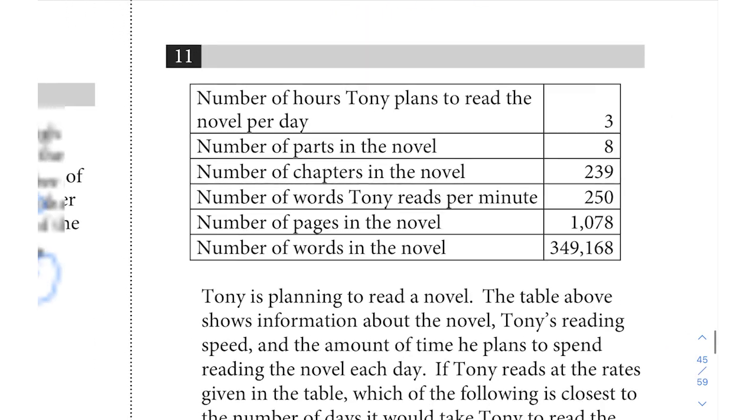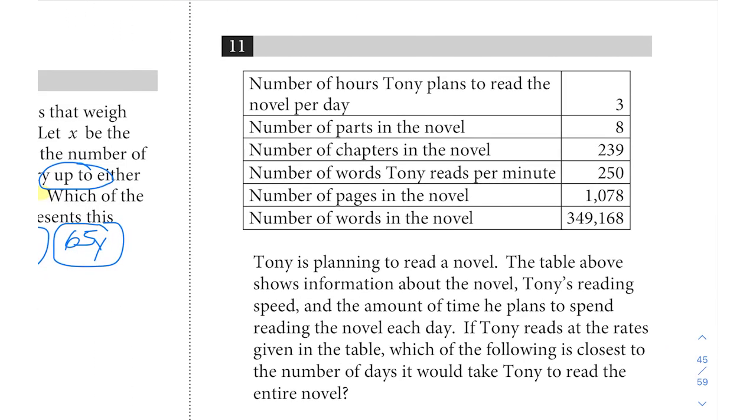Now let's take a look at question 11. I'm going to zoom out a little bit because this is kind of a long question. So we see this large table here. And then the question reads, Tony is planning to read a novel. The table above shows information about the novel, Tony's reading speed, and the amount of time he plans to spend reading the novel each day. If Tony reads at the rates given in the table, which of the following is closest to the number of days it would take Tony to read the entire novel?